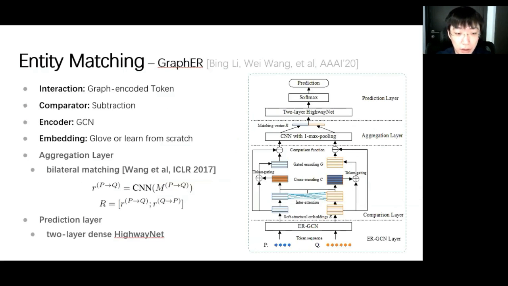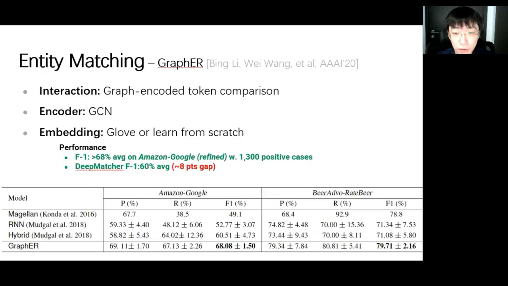GraphER also employs cross-encoding to represent the tuple pair. After the cross-encoding, it uses a bilateral matching that compares the tuple pair in two directions, and uses a two-layer HighwayNet for the final classification. The performance shows that on the Amazon-Google dataset, the GraphER model is about 8 points better than DeepER in terms of F1.